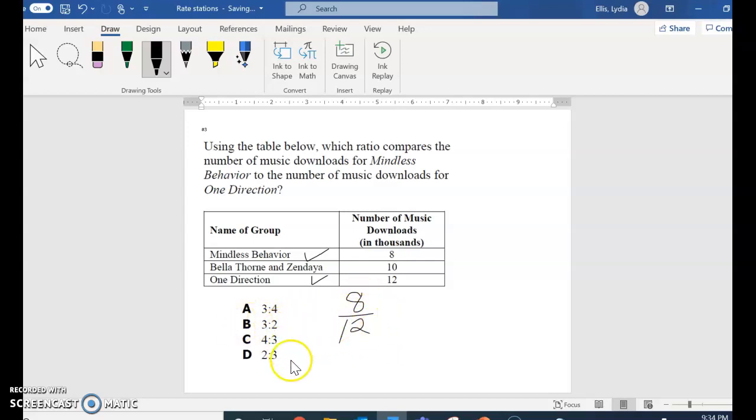Ms. Ellis, I don't see 8 to 12. I know that. That means you have to find the greatest common factor, which here is 4, and divide both by 4. 8 divided by 4 is 2. 12 divided by 4 is 3. So my answer is D. The ratio is 2 to 3.